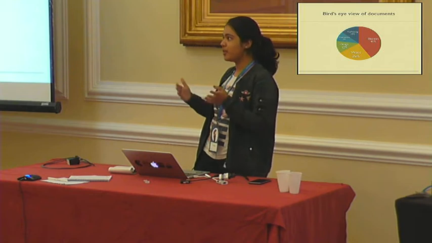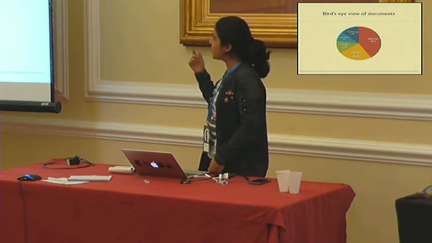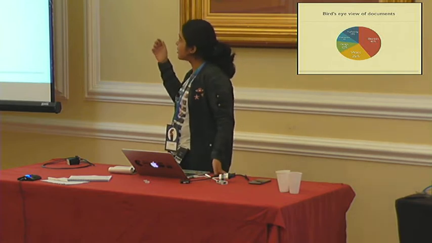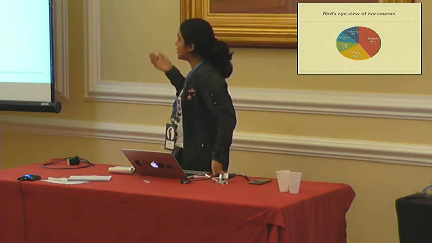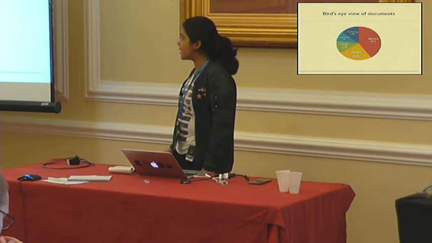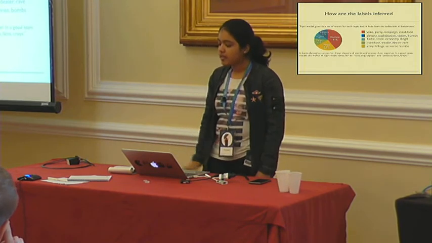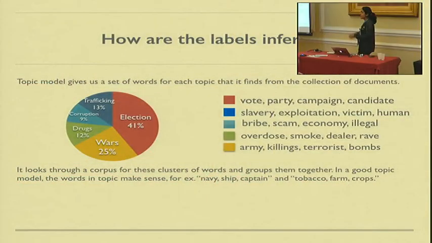For example, we have a newspaper corpus and using topic models, we can get a brief overview of what our corpus belongs to. Using this technique, we can get an estimate that our corpus belongs 41% to election, 25% to wars, and so on. This is just an example. But the way that technique works is, it doesn't give us the direct labels, like it won't say that it belongs 41% to election.